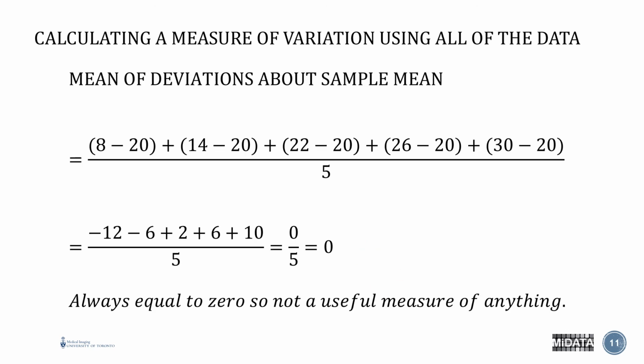Let's consider another measure of variation, but this time we're interested in the spread of the data from the center of the distribution. So one way we could consider would be the mean of the deviations about the sample mean. You can see here in these calculations that we're simply taking the difference of each data point from its mean, and then we just divide it by the number of data points. The problem with this one is that it's always equal to 0. So this is not really a useful measure of anything.